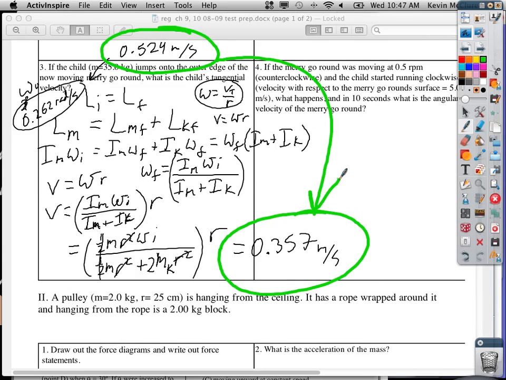Wait, how did you get that though? I just took omega times r. Okay, so you isolated omega. But that was no part of the problem. Well, technically this is part of the problem, but I wanted to show you. But this is not part of the problem. You don't need that for any reason.